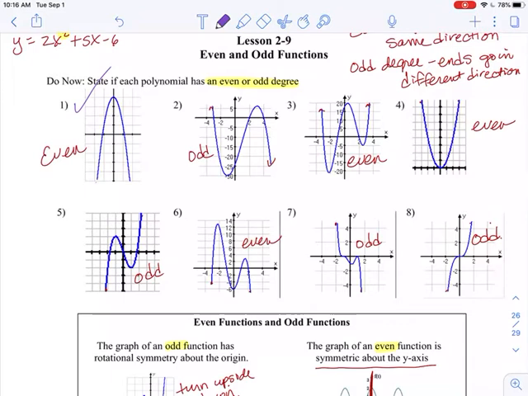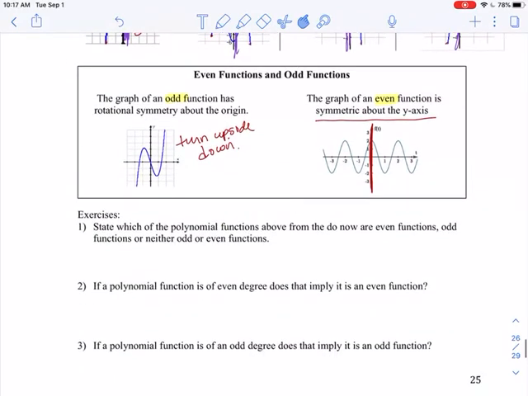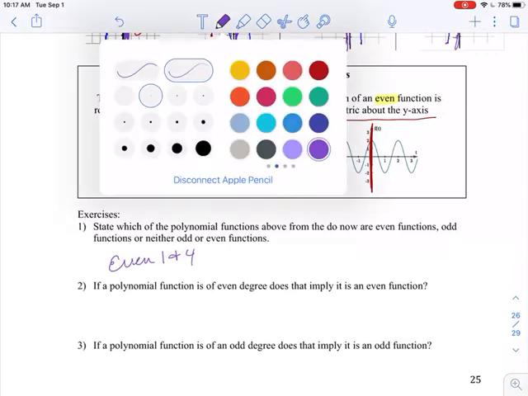Number 1 is symmetric about the y-axis. Number 2 is not symmetric about the y-axis. Number 3 is not symmetric about the y-axis. Number 4 is symmetric about the y-axis. Number 5, imagine drawing a line down the y-axis. Is it the same thing on the left and the right? No. 6, nope, not the same thing. 7, nope, doesn't look like it. And 8, symmetric, but nope. So the only ones that are actually even functions are 1 and 4. So the even ones are 1 and 4.